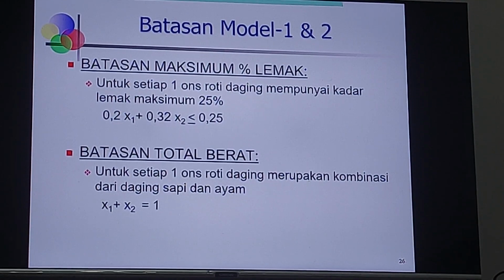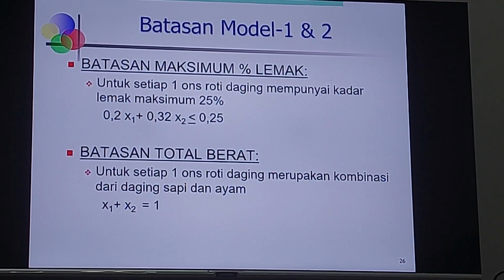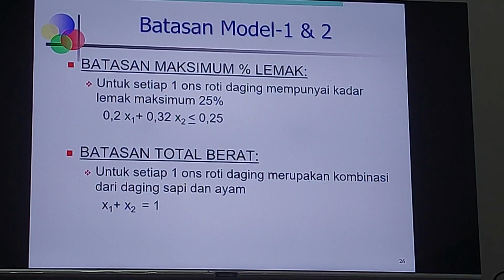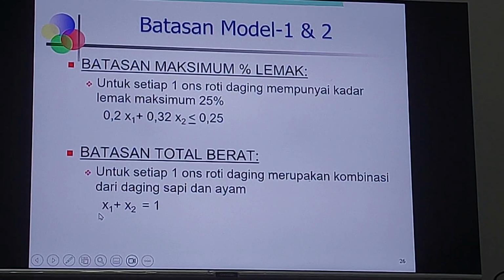But which one? That's what we want to find out from this plot, the model, the solution that we want to find. But there is something else missing. Is it that X2 has to be less than 1? X1 and X2, you add everything, all the meat has to be equal to 1.